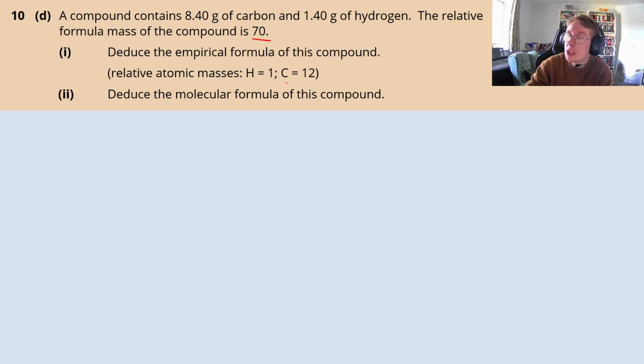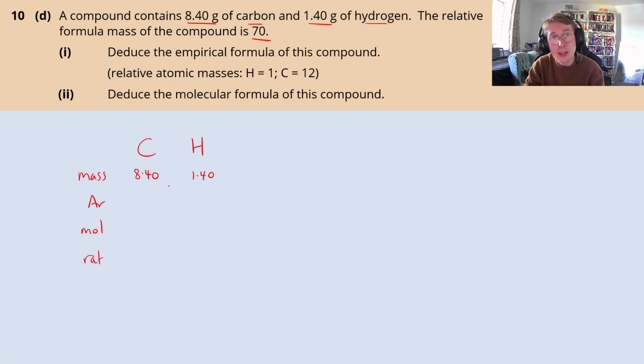But the first thing we need to do is deduce the empirical formula of a compound that contains 8.40 grams of carbon and 1.40 grams of hydrogen. So it's no different from the questions that we've been doing before. So we put our carbon in, we put our hydrogen, we ask ourselves the question, what's the mass of Ar to mole ratio? The mass of carbon is 8.40, the mass of hydrogen is 1.40.